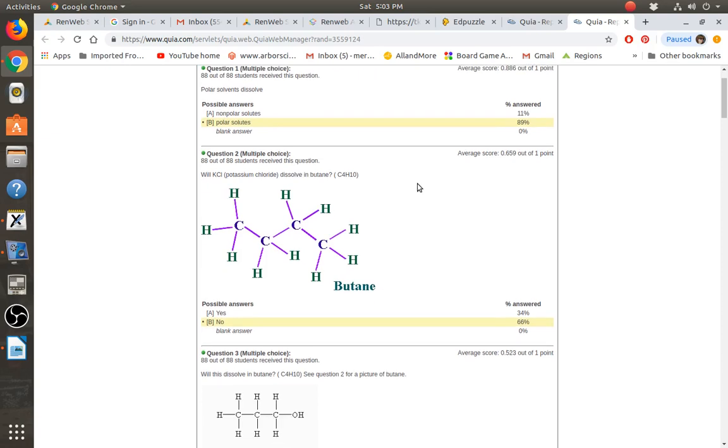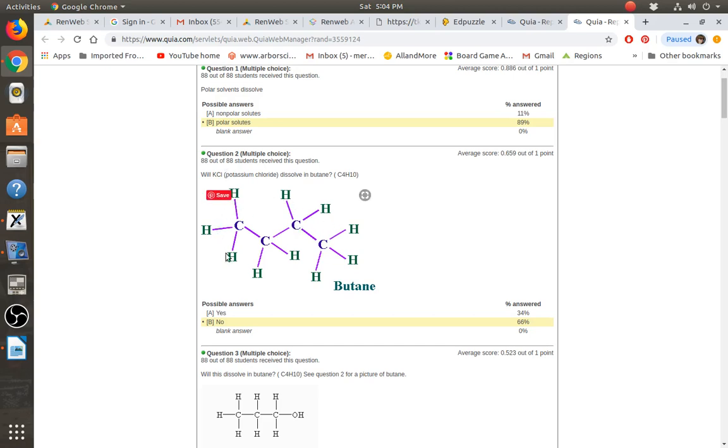Second question, you have potassium chloride, KCl. Remember, the potassium, the K, is a metal. It's in column 1. It has a +1 charge, and chlorine is a nonmetal. It's a halogen. So metal, nonmetal, ionic. So this thing has a positive side and a negative side.